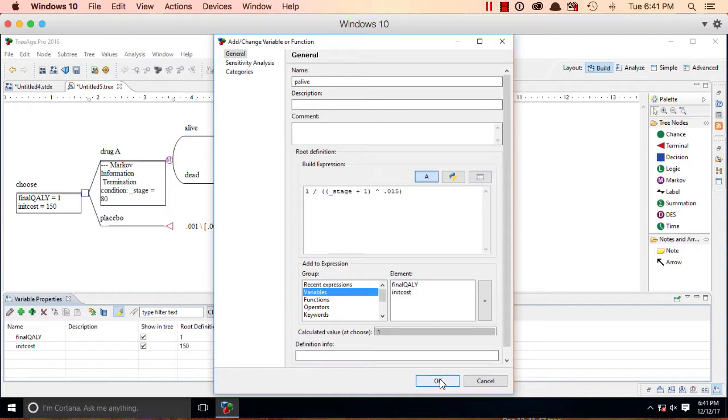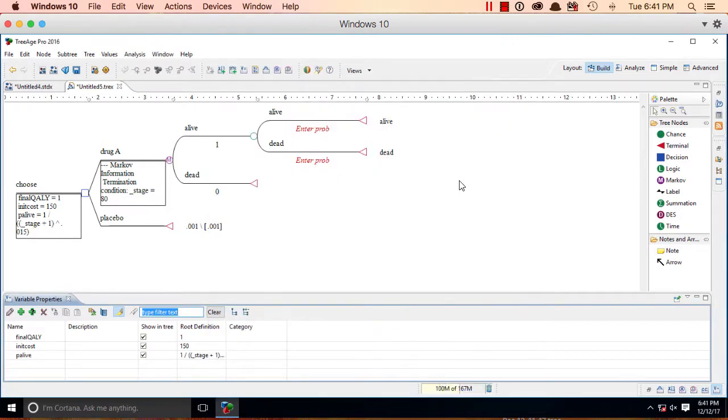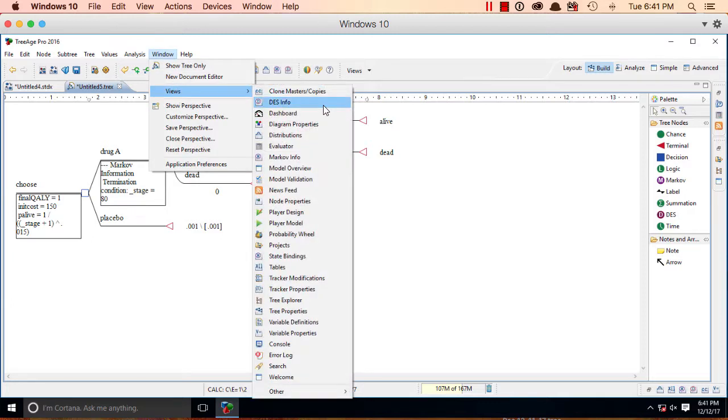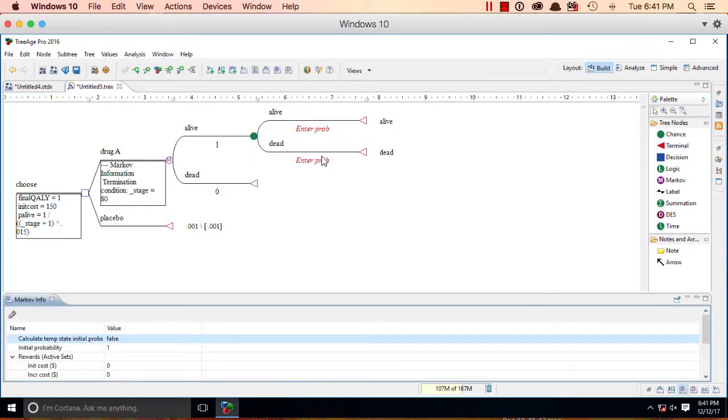Now I want to define it as a variable. So I'm adding more detail into the model. I'm saying the probability alive is a decreasing function of stage. So you see in the root definition there it has a long complicated function that I put for probability alive. It doesn't really matter what specifically I put. What matters is that probability alive is some decreasing function of stage.